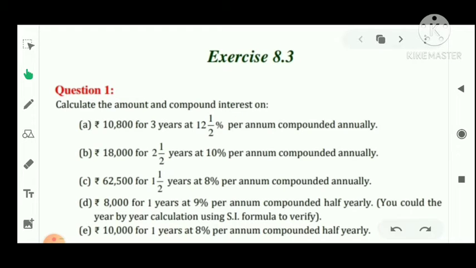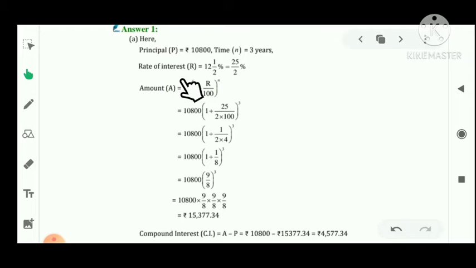Let's see the A part of this question. Here you can see the principal's value is given: 10,000 8 hundred, that is 10,800. Time is represented by n, that means 3 years, and the rate of interest R is given in the question as 12 whole 1 upon 2, that means 25 upon 2. Students, I told you about this formula. It is also available in your book. You can check it from there.